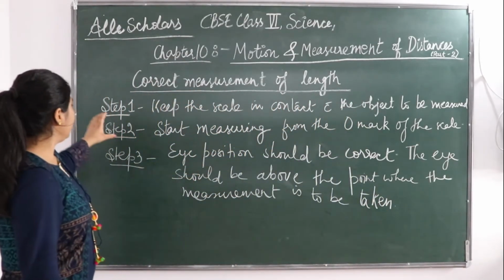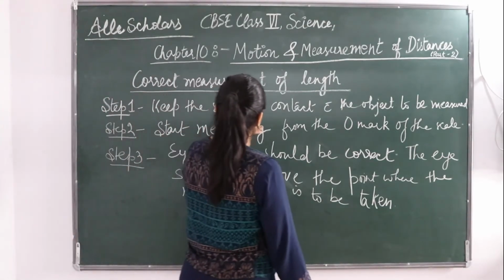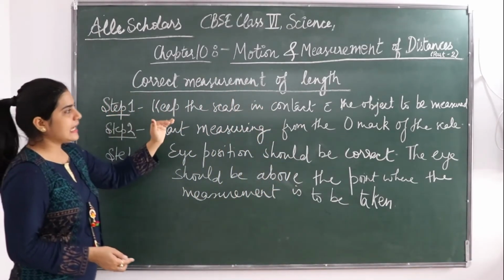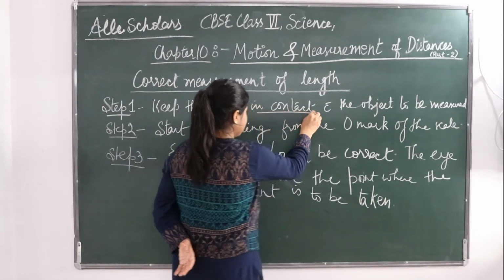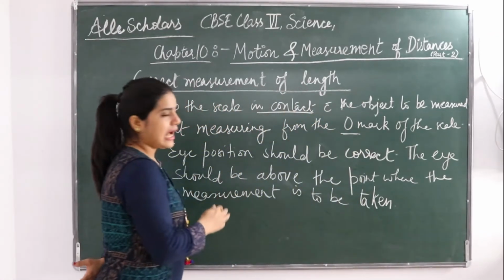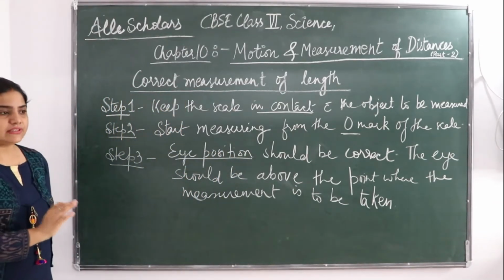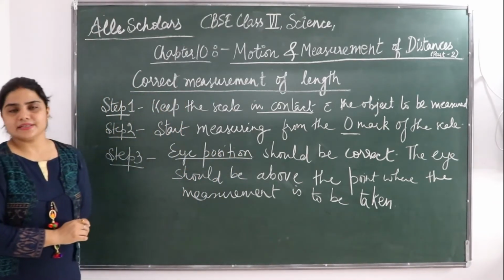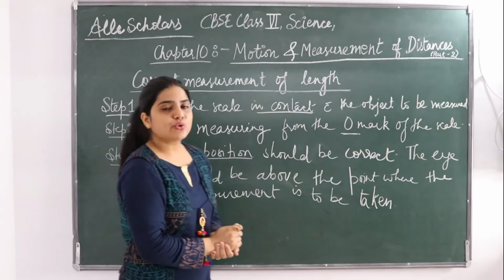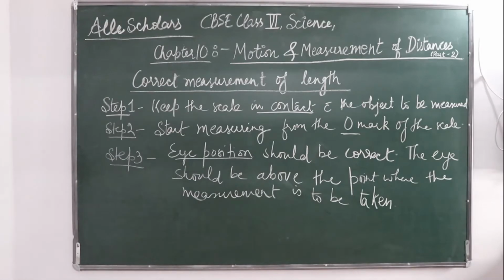Okay, so these are the basic 3 steps that we should know for measuring a correct length. You should follow these steps. You should keep the scale in contact with the object to be measured. You should start the measuring from the 0 mark, and the eye position should be correct. Okay, so eye position in the center is correct to get an accurate measurement, while from the left and from the right direction, that is going to give you some kind of error.